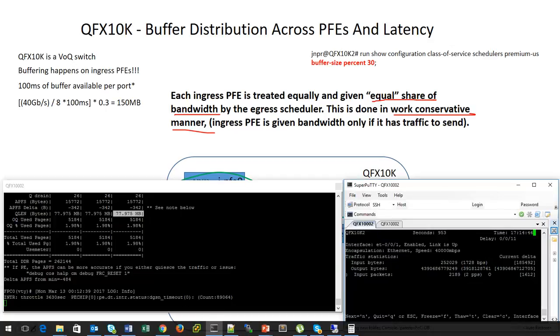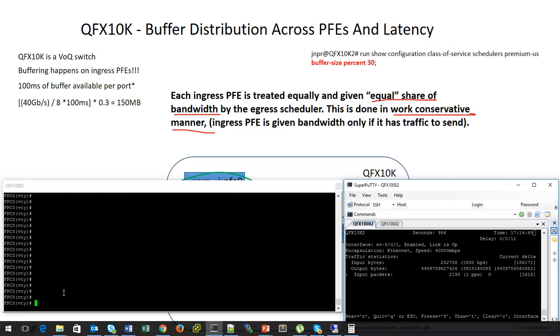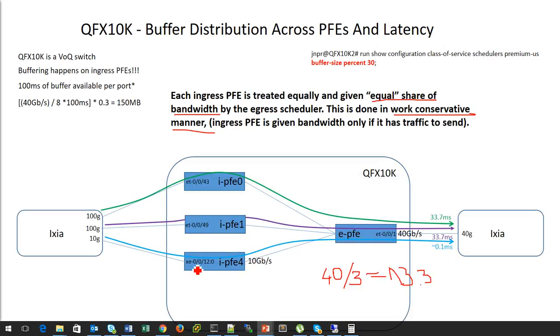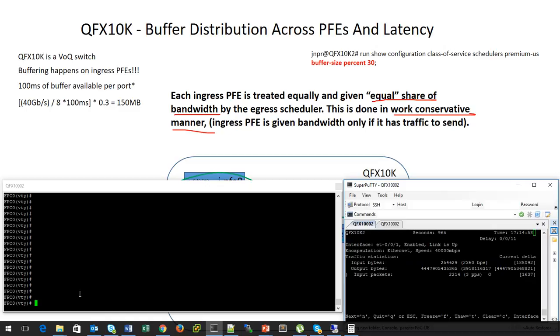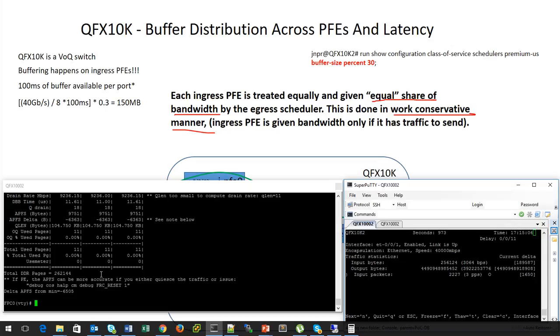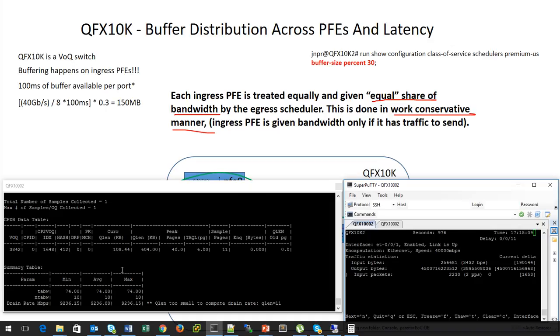So let's go to the PFE again. This is packet forwarding engine 4. Here I'm going to check what's happening now for this particular flow of 10 gigabits per second. And I see the current queue length. This queue is almost not utilized at all. It's super small, and it even says here queue length too small to compute drain rate.